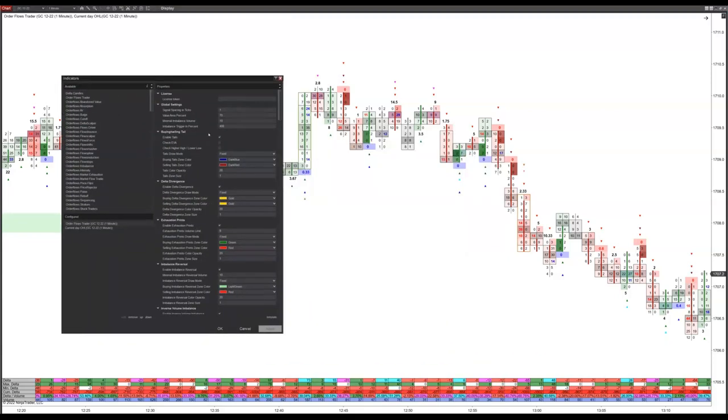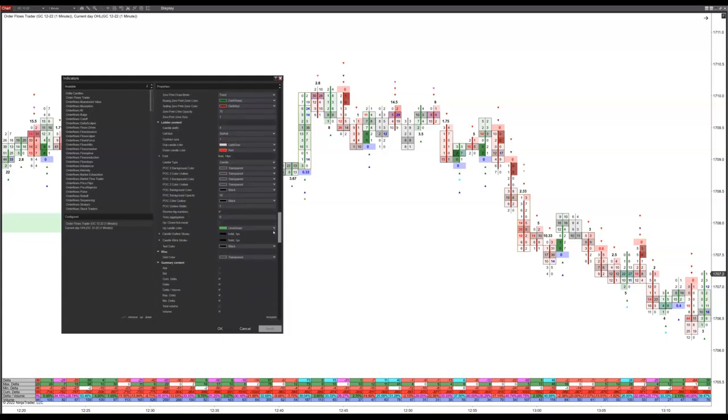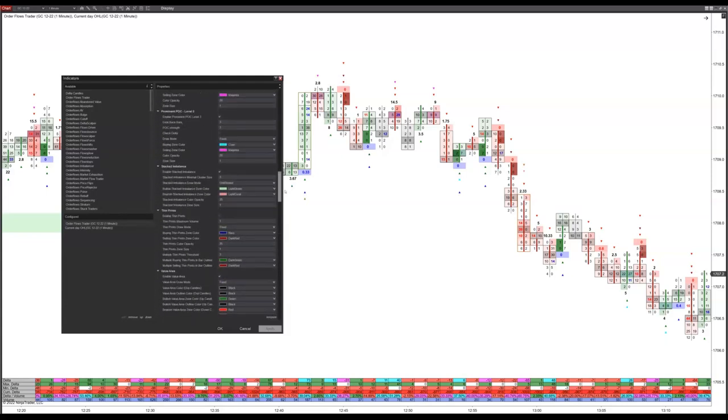Okay, so let's just sort of chug through the rest of these. So that was stacked imbalances. Where are we here? Okay, so again, default is fixed, but it's something you could change to until tested, if you like. Now, thin prints. Okay, this is a new indicator.